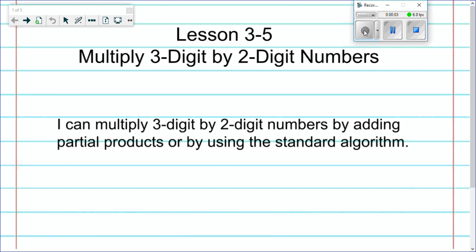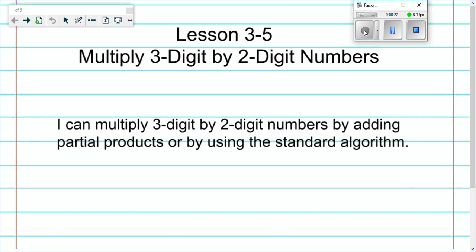Hello, fifth graders. Welcome to lesson 3-5, multiply 3-digit by 2-digit numbers. Please write down the lesson title and our I can statement. I can multiply 3-digit by 2-digit numbers by adding partial products or by using the standard algorithm.